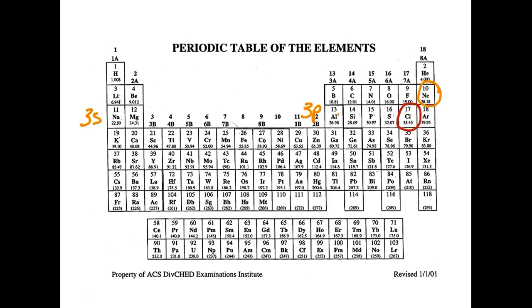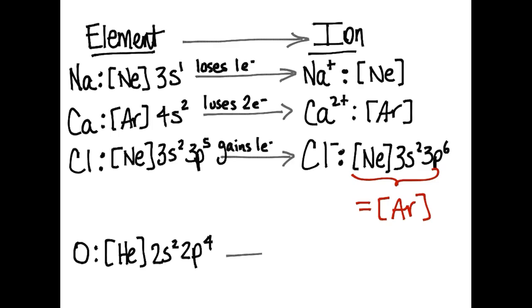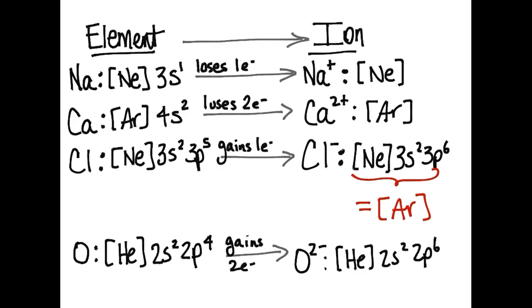Now next we're going to move on to oxygen. Oxygen is element 8. The preceding noble gas is helium. So we're going to write helium 2s2, 2p, 1, 2, 3, 4. So 2s2, 2p4. Oxygen gains 2 electrons to form the oxide ion, and that's going to give it helium 2s2, 2p6, which is the same as neon's electron configuration.